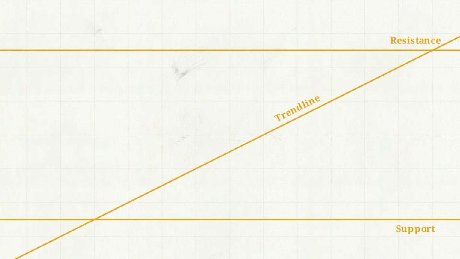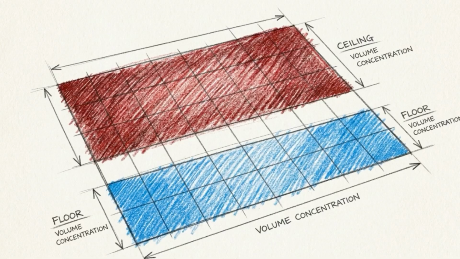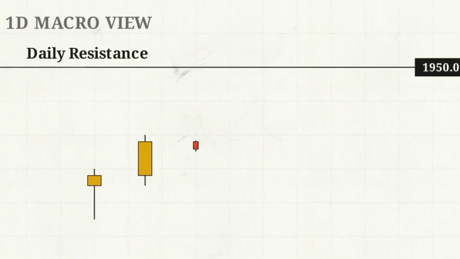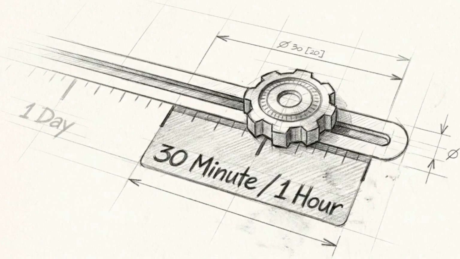We only care about the clean boundaries currently containing the price. These levels represent the points where the market has historically hit a ceiling or a floor. Because they show where massive buying or selling occurred in the past, they act as the primary zones where institutional traders look to place their next high-volume orders. Once the gold price touches one of those daily boundaries, we zoom in. We drop down to the 1-hour or 30-minute time frame to find our specific trigger.